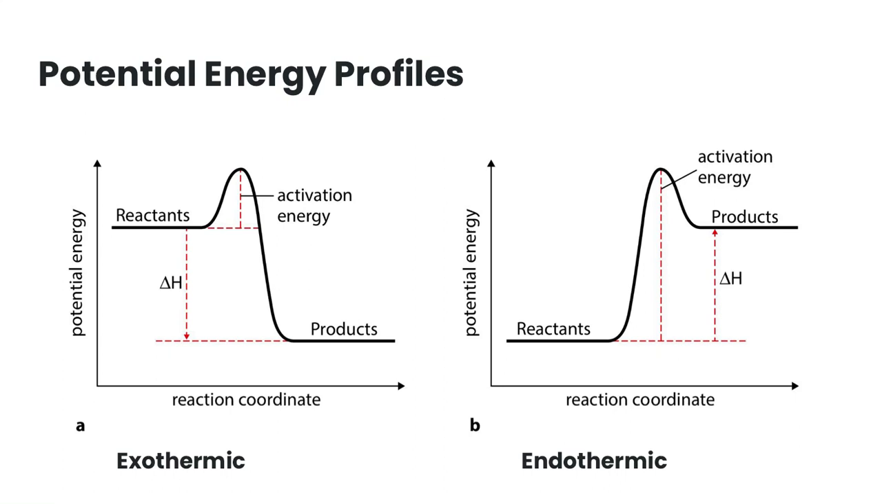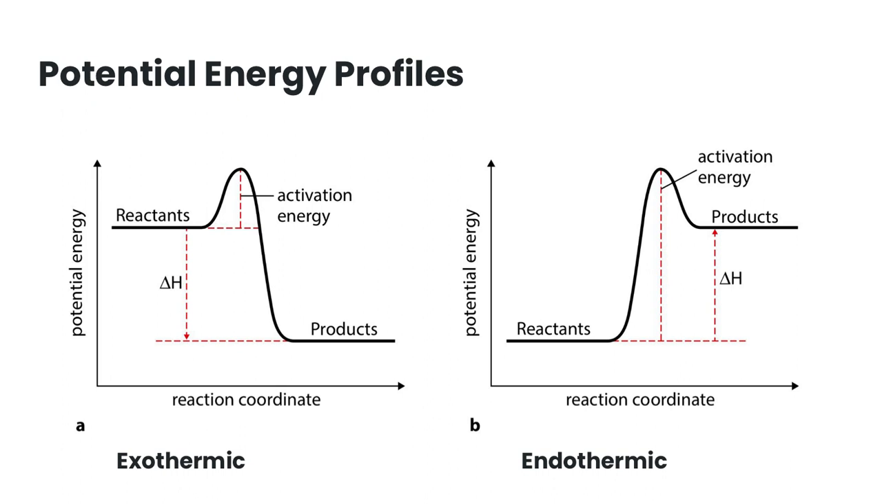In this video, we're going to take a look at potential energy profiles for exothermic and endothermic reactions. So really, what is a potential energy profile? Well, basically, it's taking our enthalpy change diagrams and adding information about what happens during a chemical reaction. So it's basically used to show the energy changes occurring during a chemical reaction.